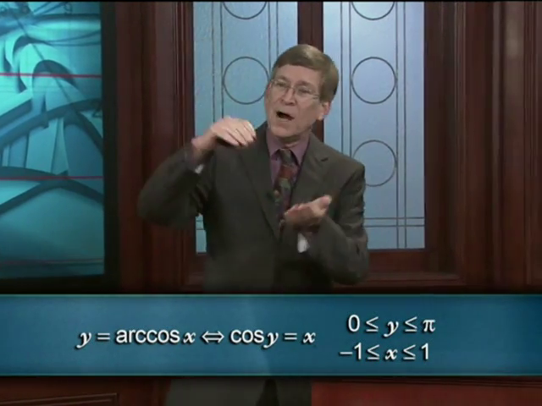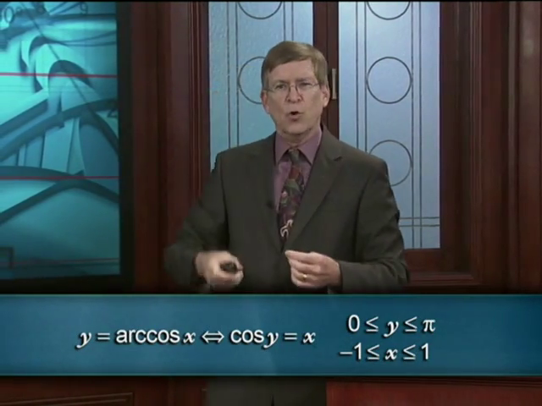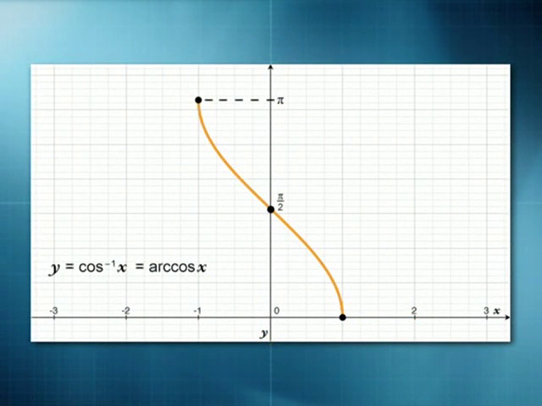The x part, -1 to 1, that's because it's still going between -1 and 1, like cosine always does. Here's a graph of arc cosine x, cosine inverse x. Notice some of the key points. You might remember that cosine of pi over 2 was 0. That means that arc cosine of 0 is pi over 2. You reverse the points when you do an inverse.